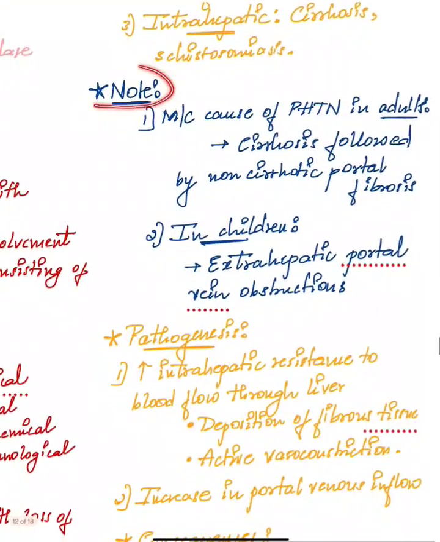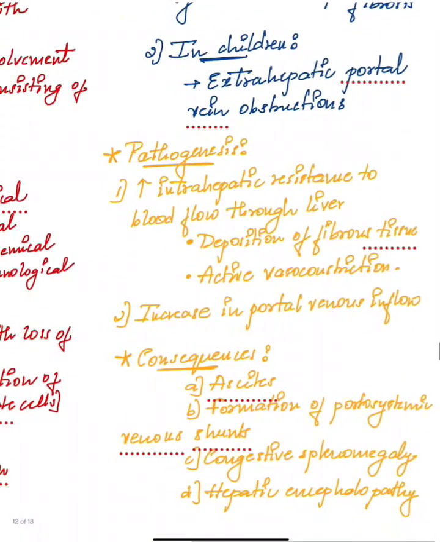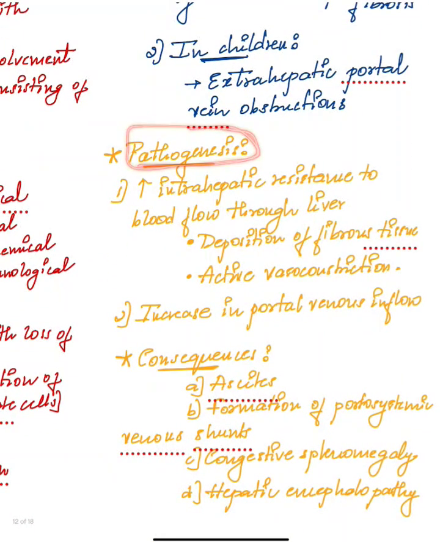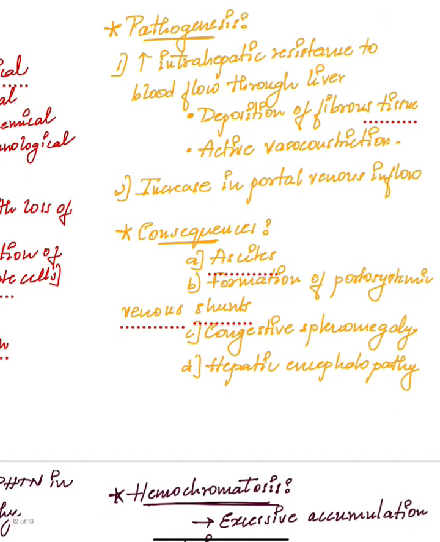There is an important note we should know. The most common cause of portal hypertension in adults is cirrhosis, followed by non-cirrhotic portal fibrosis. In children, it is extrahepatic portal vein obstruction. The pathogenesis of portal hypertension is increased hepatic resistance to the blood flow through the liver. It may be due to deposition of fibrous tissue and active vasoconstriction. Another mechanism may be an increase in the portal vein inflow.